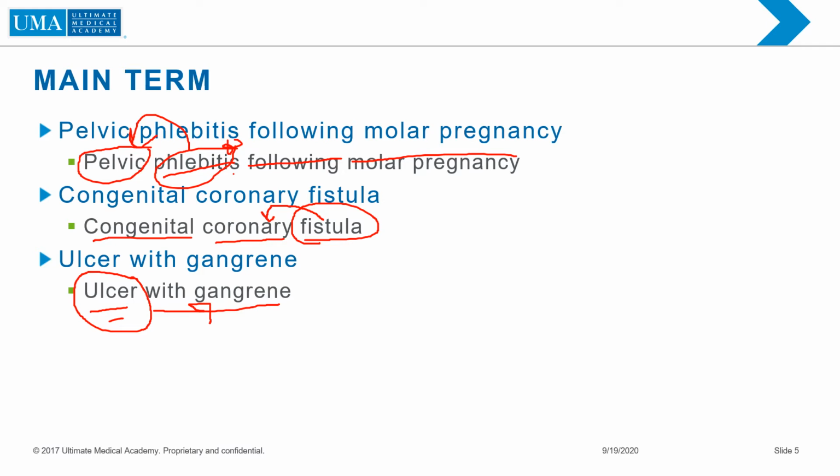So always start in the alphabetic index, and then you want to move on to the tabular list to double check each of the terms and make sure that you have the correct number of digits for your code.